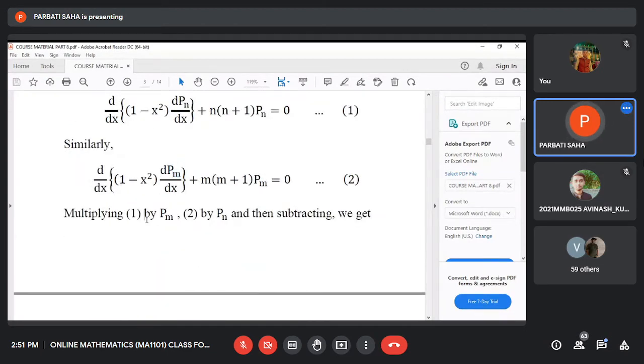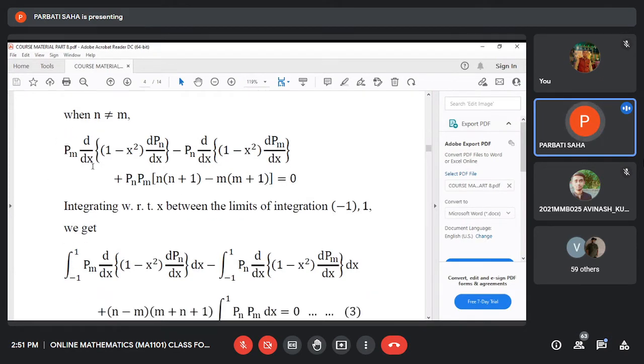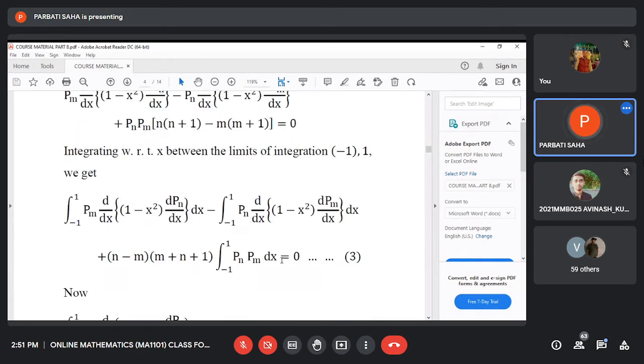Now just some algebraic calculations will be done. Multiply equation 1 by Pm, and then multiply equation 2 by Pn, and then subtract. Then you will get this thing. Now you are to integrate with respect to x between the limits from minus 1 to plus 1, integrating throughout over minus 1 to plus 1, and then it looks like this.